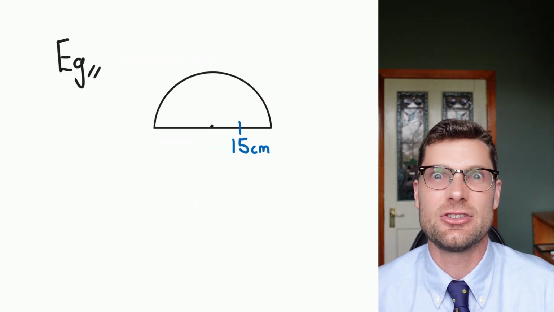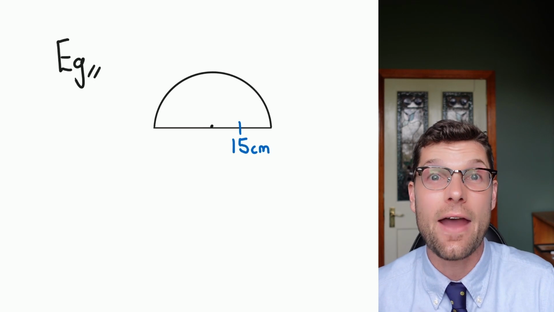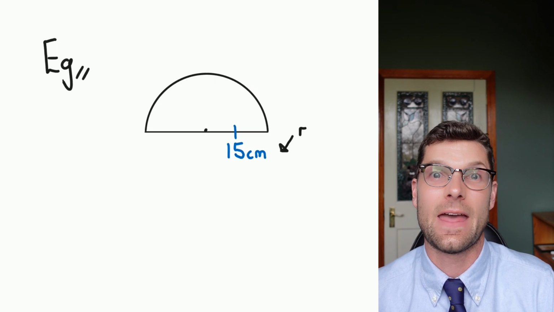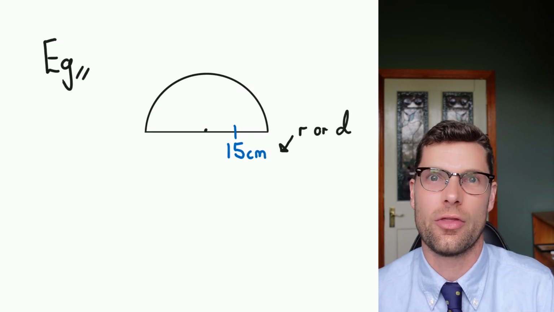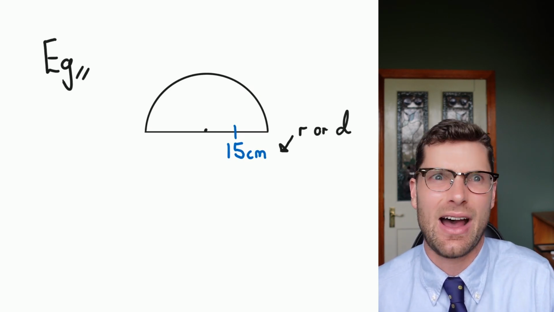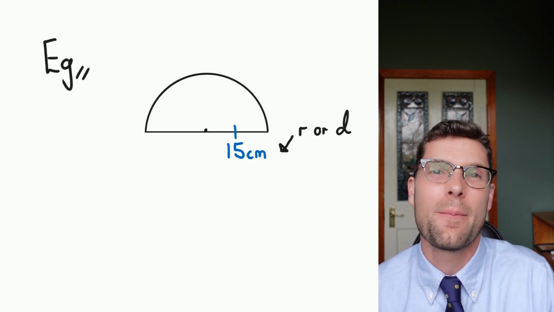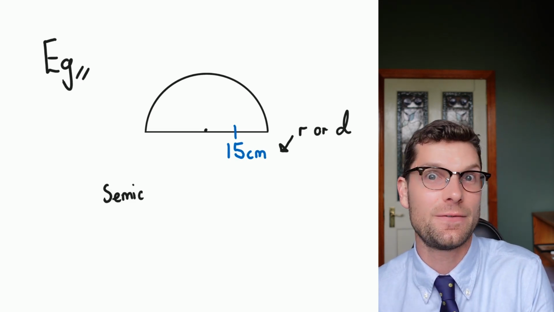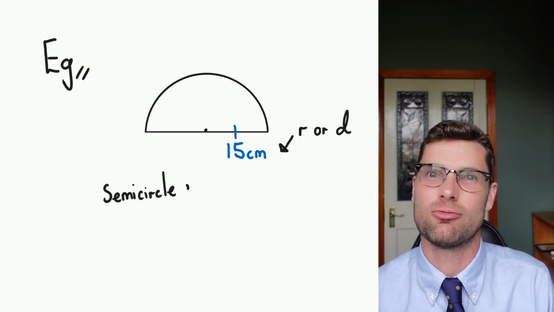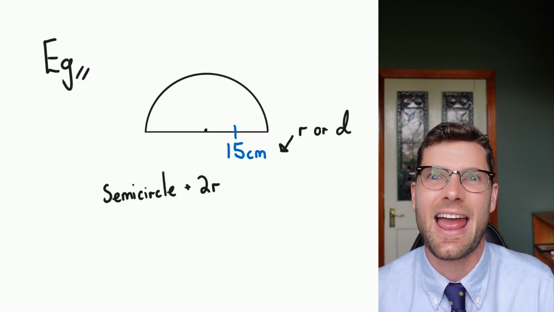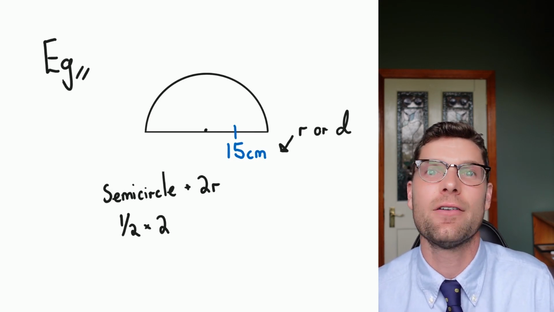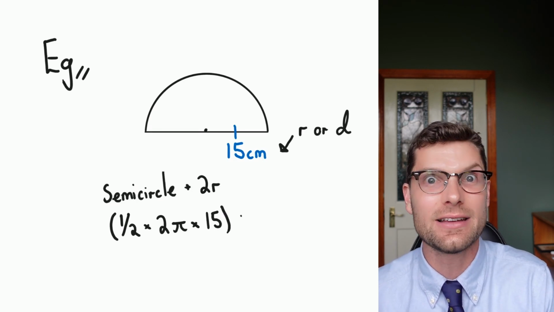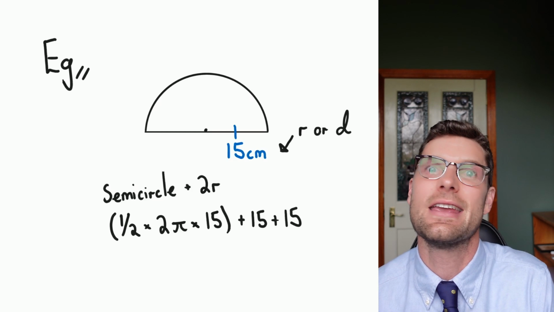So let's have a look at this semicircle now. The only thing that I have to work out in order to get this correct is whether that 15 there represents the radius or the diameter. If I can work that out, R or D, I can do the whole thing, because all I have to do now is the semicircle plus 15 is the radius, so radius plus radius. Once I've got that, happy days. I know that it's a half times 2 times pi times 15, because that is the radius, plus 15 plus 15 in order to get back home.